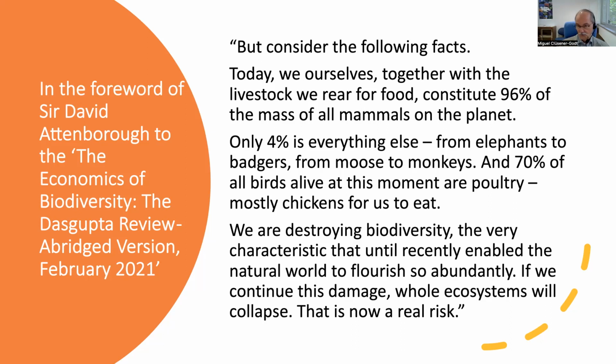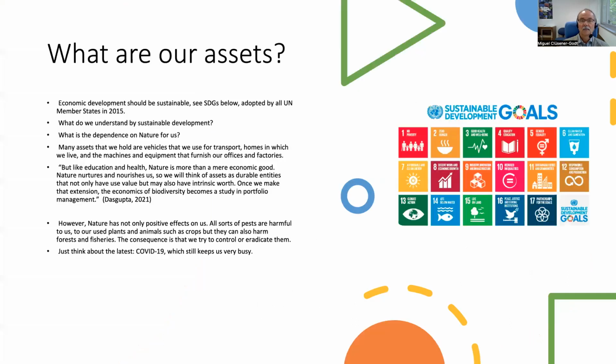This means that we are destroying biodiversity that has until recently enabled us really to use this world very abundantly. And of course, there's an alarm cry saying, if we continue like that, if we continue this damage, this whole Earth ecosystem may collapse. So this is the risk we are facing. This is from the foreword of Sir David Attenborough in this review.